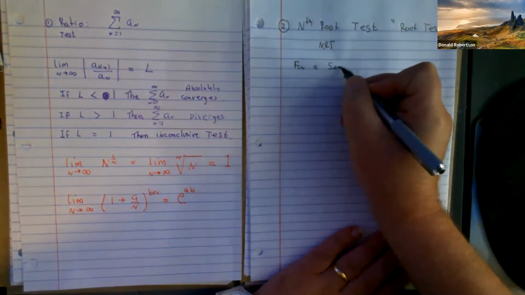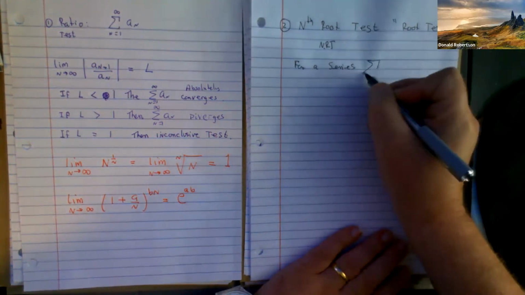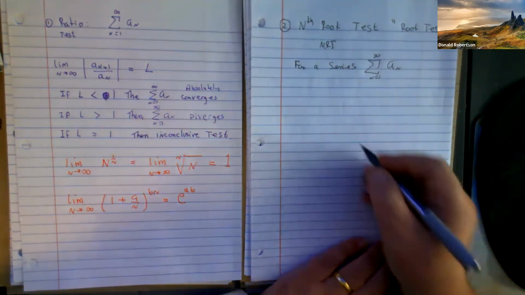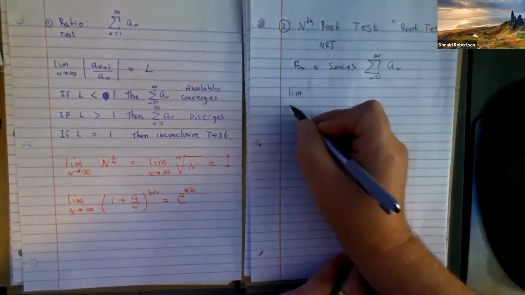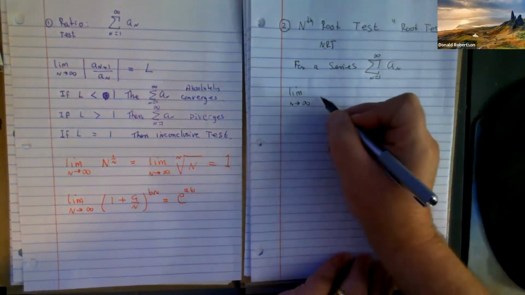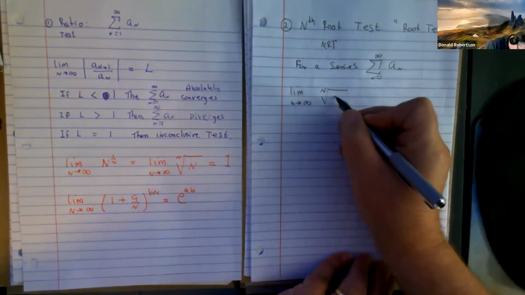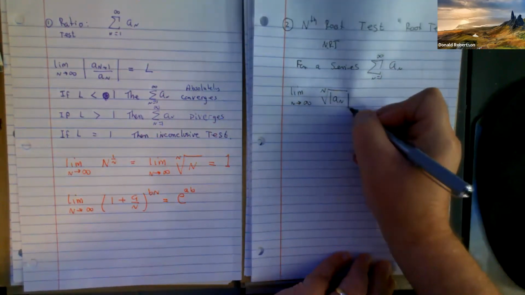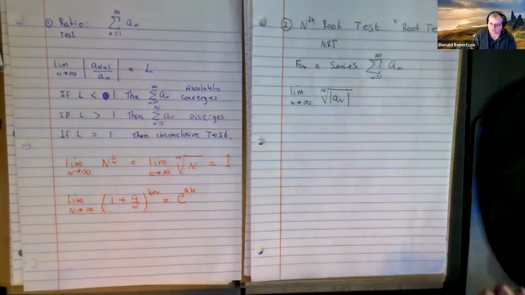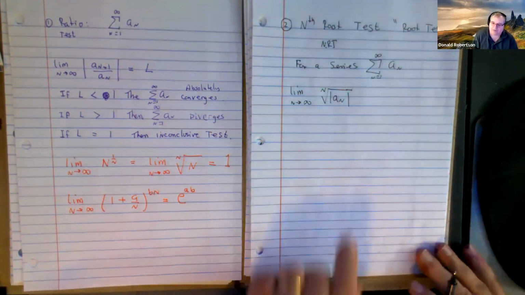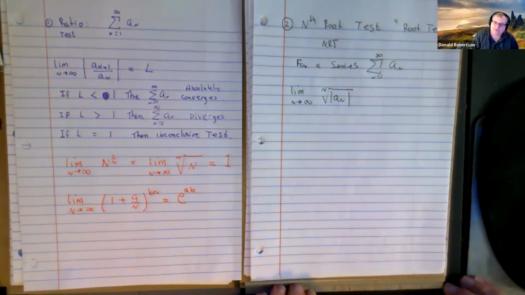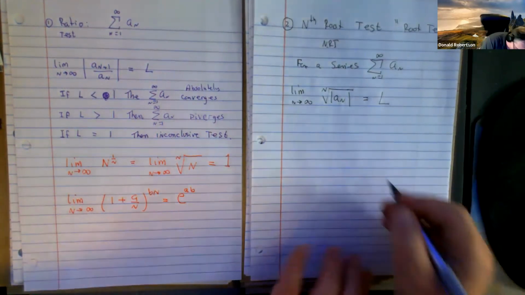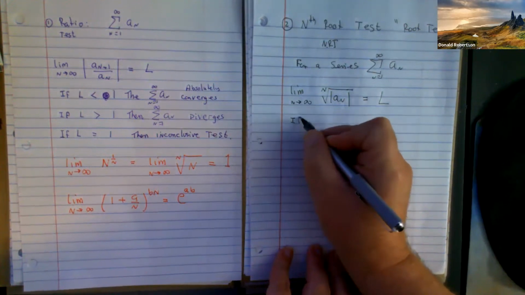For a series, any series you like, sigma n equals 1 to infinity of a_n, we find the limit as n tends to infinity of the nth root of a_n. Technically, there's some absolute value going on there, just in case there's a (-1)^n floating about. And it's going to equal something. We'll call it L.